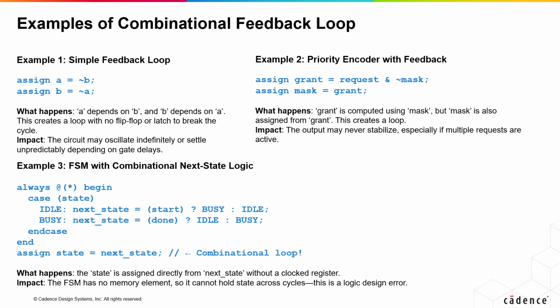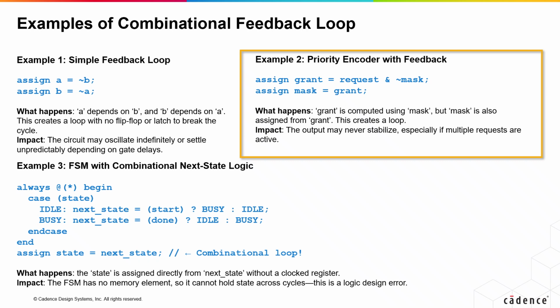Here are some examples of combinational feedback loops. The first example is a simple feedback loop with an assignment statement where variable A is the not of variable B value, meaning variable A depends on variable B. Similarly, variable B is the not of variable A value, so variable B depends on variable A. This creates a loop between the two variables with no sequential element between them.